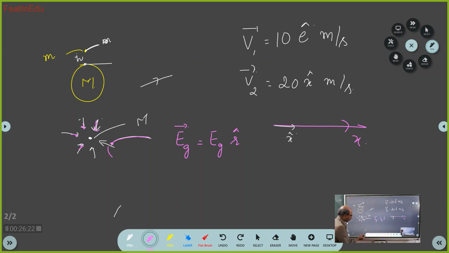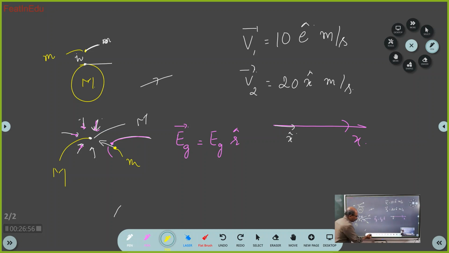Now think and tell me. Students, if I place a mass M here, this big mass, what happens to this mass? It gets attracted towards Earth. Good. Now, what is acting on mass M? The gravitational force is acting.